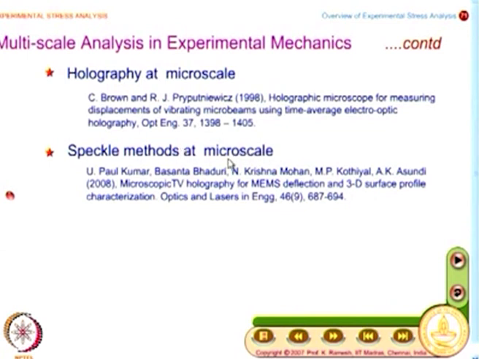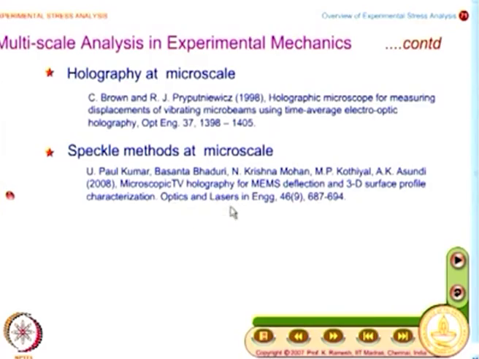And speckle methods, you have U. Paul Kumar and others, published in 2008. It is published in Optics and Lasers in Engineering, you could abbreviate it as OLEN.